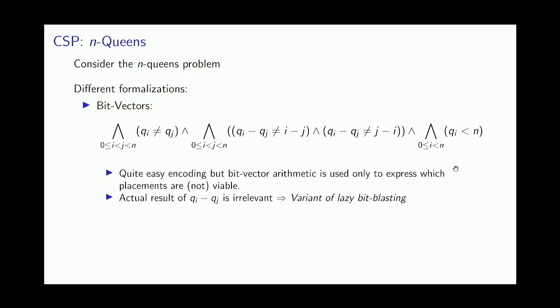However, we have here some arithmetic expressions, for example the subtraction of Qi and Qj, which is unfortunately not that good for reasoning, because the solver now bit blasts this subtraction, although we just wanted to say that the queens should not be in the same diagonal. So we got more than we actually needed, and we would need some variant of lazy bit blasting. We just want this subtraction to represent that they should not be in the same column, and the actual result of the subtraction is more or less irrelevant for us.